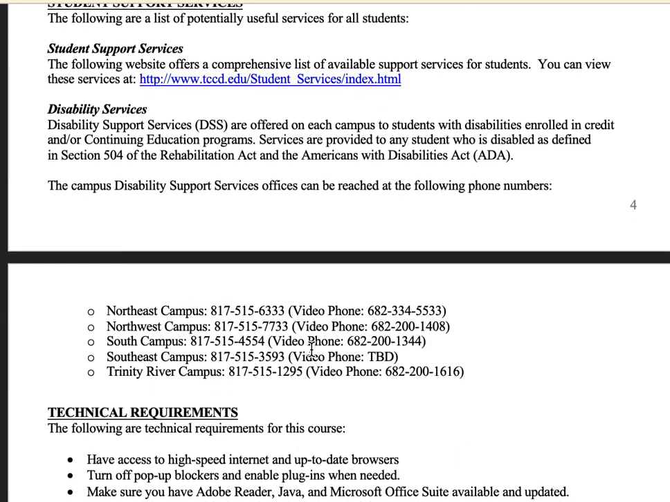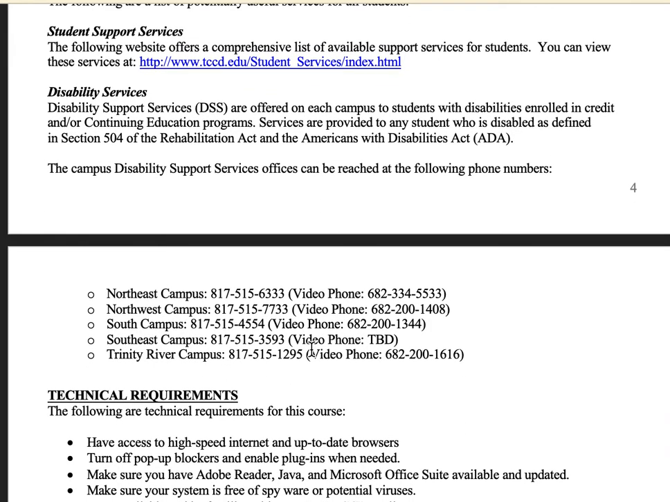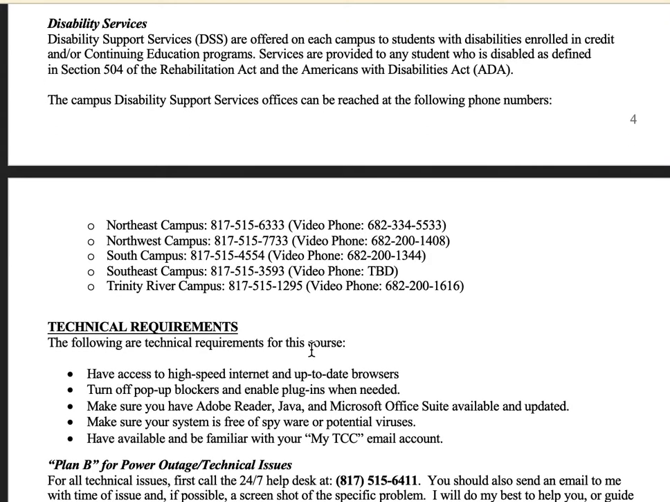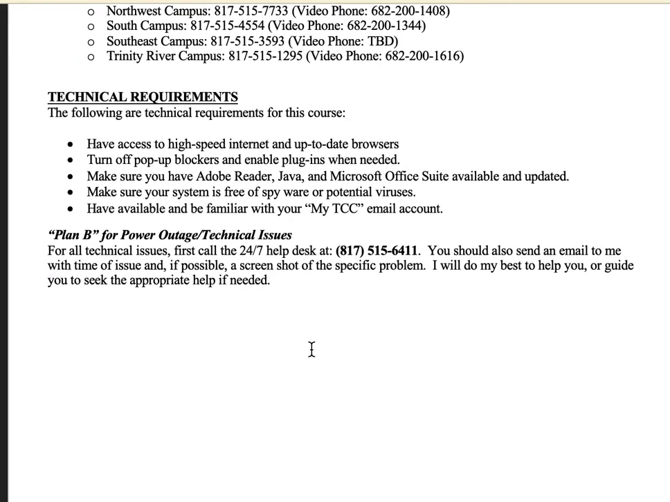And then support services, if you need it, there are full services for you. So disability services, if you need it, do contact the office. We can make accommodations happen. There is paperwork involved. So if there is an accommodation that needs to be made, you do need to go through them first. And then technical requirements, just make sure you have internet, make sure you have Microsoft Word, and make sure that you have access to your TCC email account.